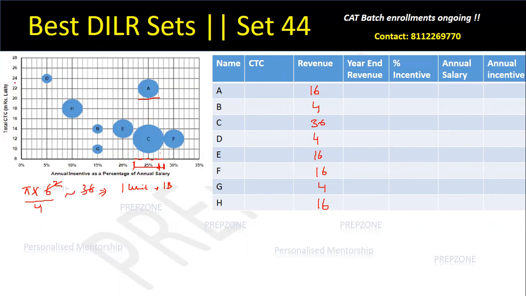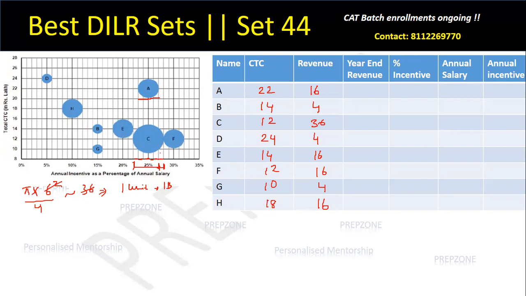CTC तो कुछ करना ही नहीं. CTC is given. D का CTC is 24. A का CTC is 22. So let's say I'll just try to fill this table. This is 24. B is 14. C is 12. D is 24. E is E कहाँ गया ये? E is again 14. F is 12. G is 10 and H is 18.